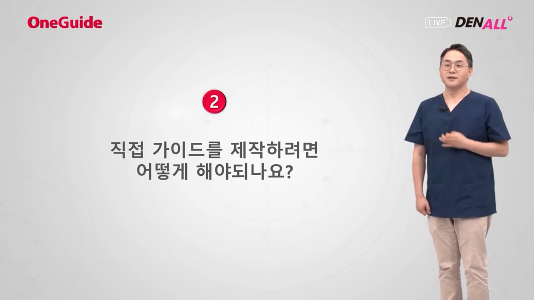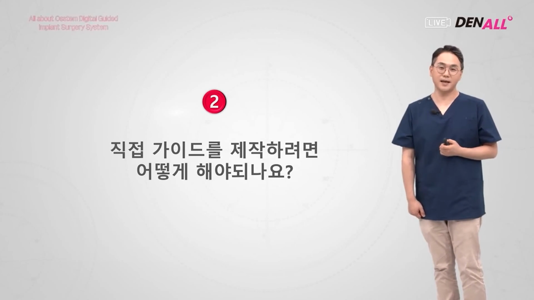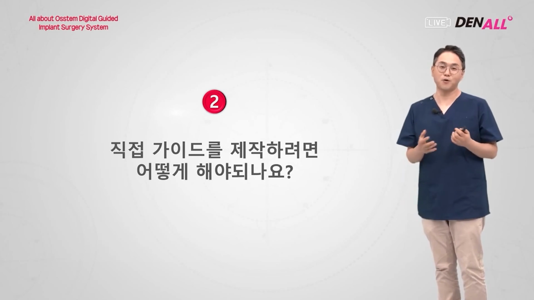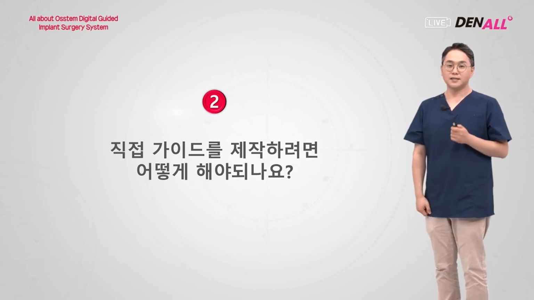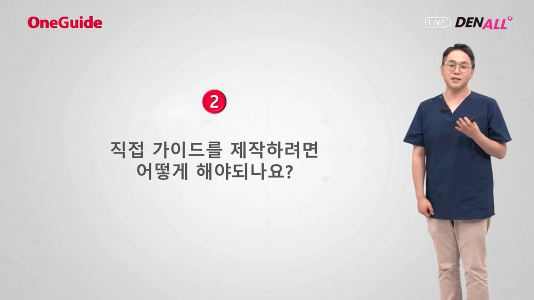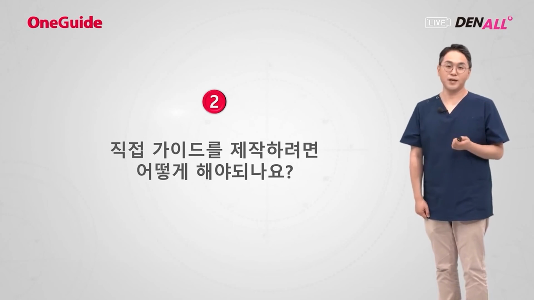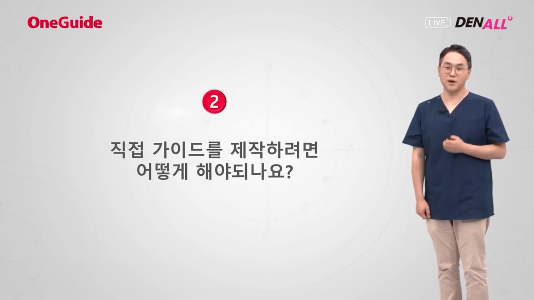What should I do to create my own guide? Up until now, rather than fabricating it yourself, it's better to request it from Osstem's Digital Center. You get a basic idea of the overall workflow, and you get a sense of what needs to be done to get an accurate guide. You need to do that first and then proceed with making your own guide. In order to do this, you need a planning program as well as a 3D printer. To have a 3D printer and planning program at first, you may need to make some investment, but if you want to do it yourself, that could be the way.